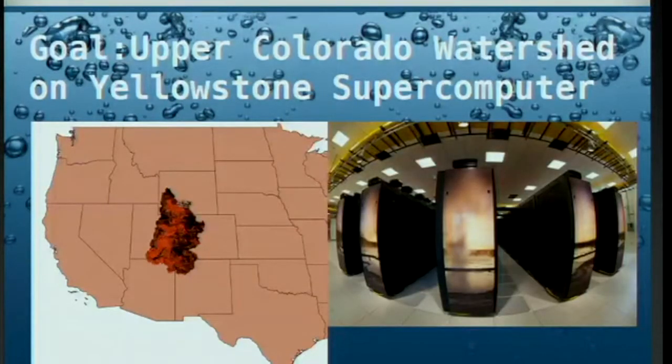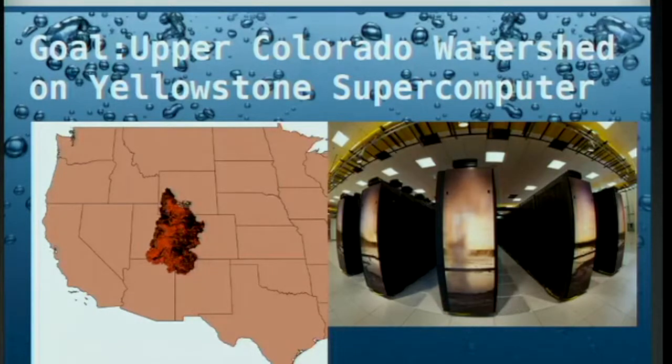So, of course, our simulation is going to be generally useful, but we have one specific use case that we've targeted the project towards, and that is to simulate the upper Colorado River on the Yellowstone supercomputer. Yellowstone is a computer that is in Cheyenne, Wyoming. It's owned jointly by the National Center for Atmospheric Research and the University of Wyoming. We at the university own about 20% of it. And you can see there, that's the outline of the upper Colorado watershed.